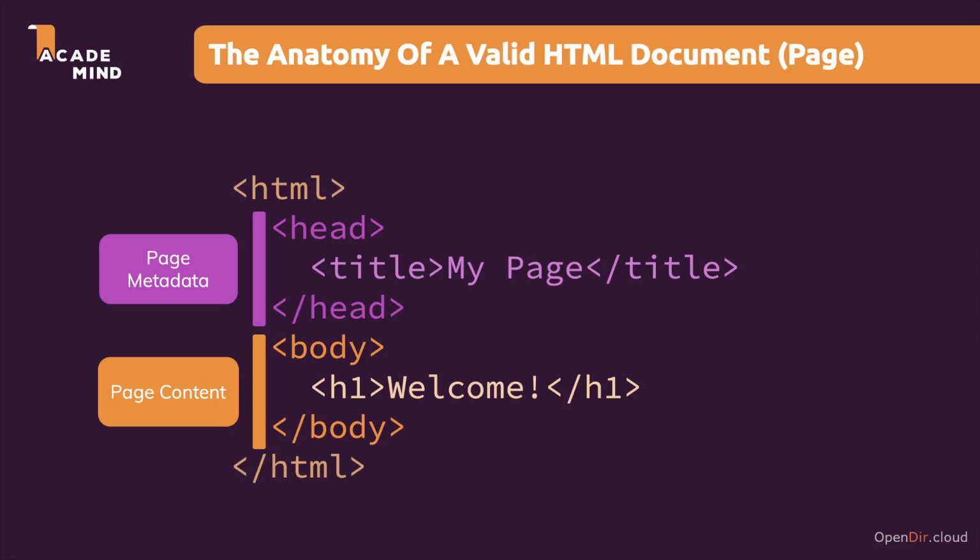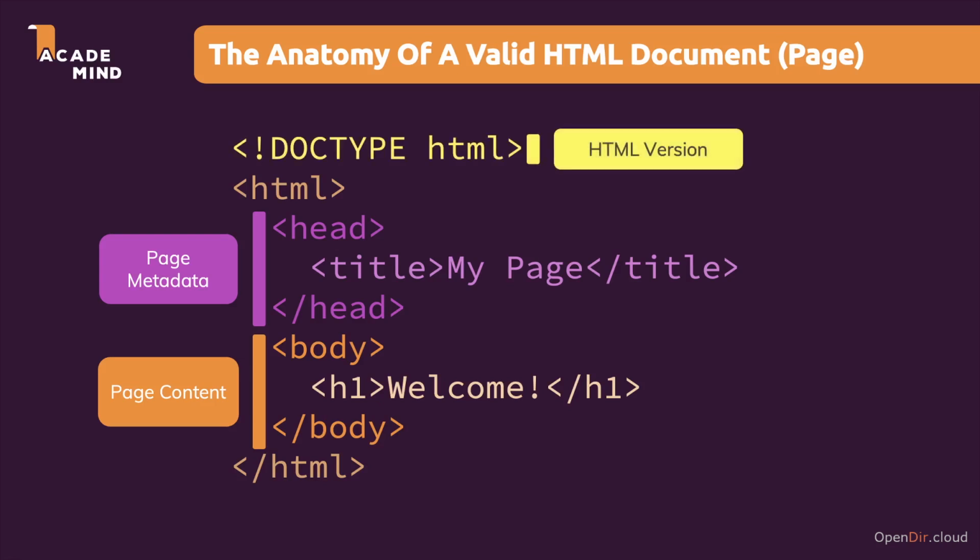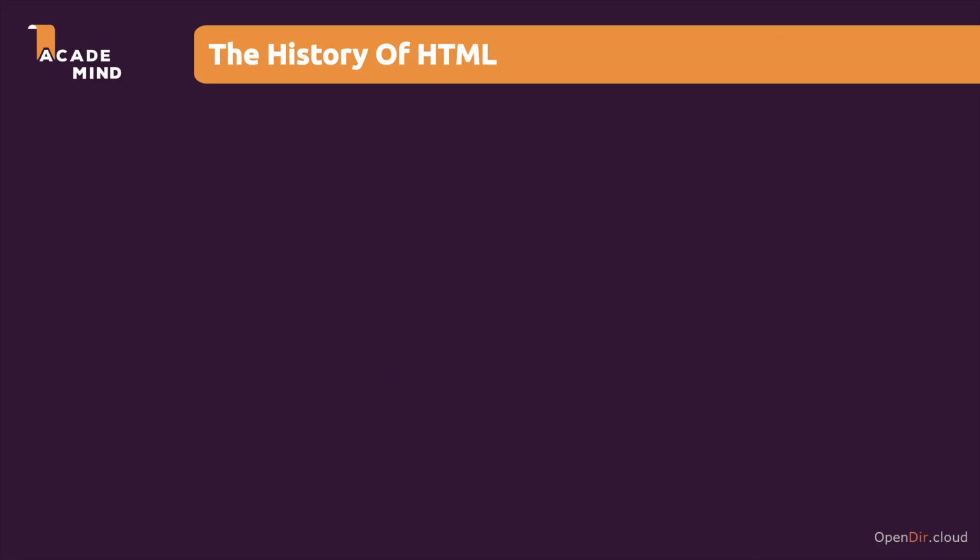And then last but not least, at the very top of the file, you should have this doc type element, which looks super weird and which is the only kind of element that looks that weird, which simply tells the browser which version of HTML we're using. And why does this matter? Because HTML is a language with some history. It's not a language that was invented yesterday.